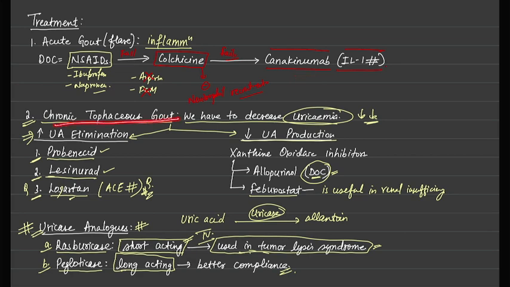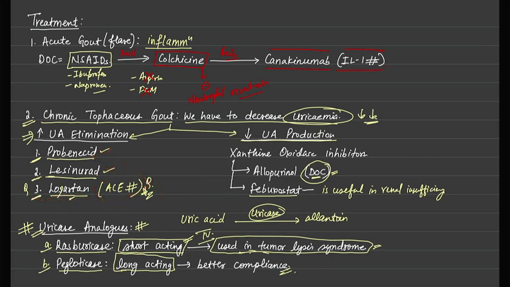Chronic tophaceous gout, we have to decrease uricemia. How will you decrease uricemia? Either increase its elimination or decrease its production. To eliminate: probenecid, lesinurad, and losartan, which is an ARB. Losartan needs to be remembered multiple times. Questions have been asked on this drug.